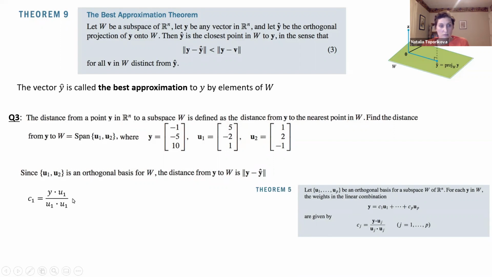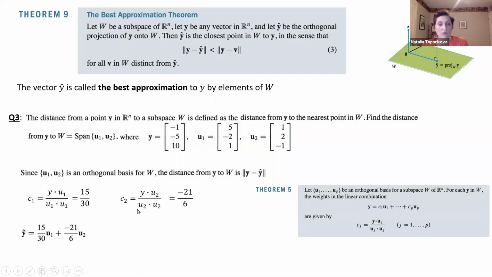For c1, we find the dot product of our vector y and basis vector u1, and divide it by the dot product of u1 with itself. The numerator gives us 15, and the denominator is equal to 30. Then we repeat this process for the second weight, c2: the numerator gives us minus 21, and the denominator gives us 6. Please repeat this calculation independently when you are done watching this video.